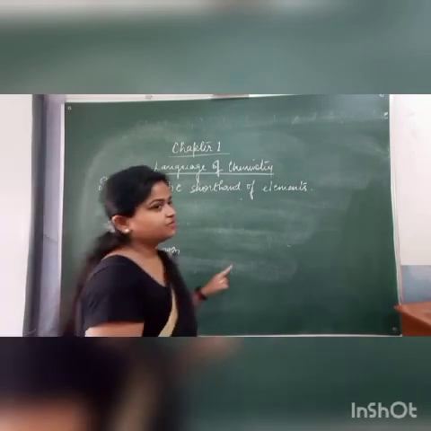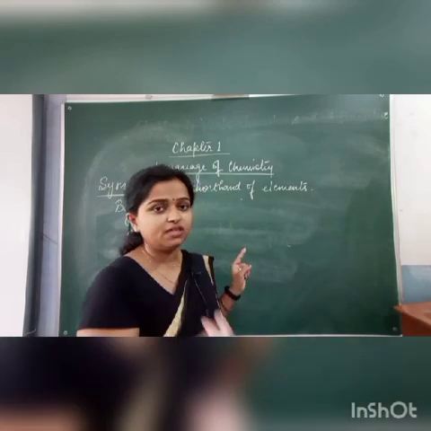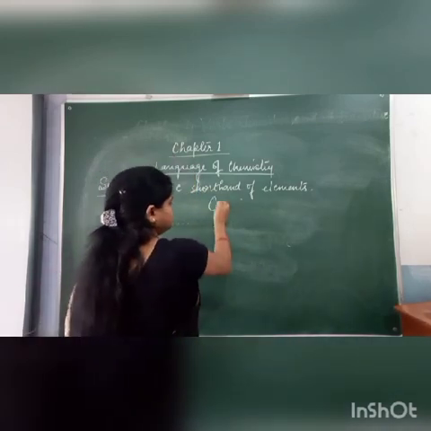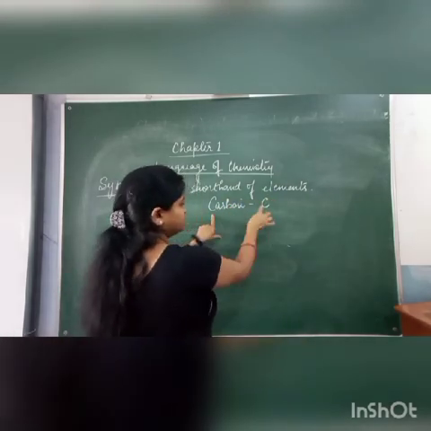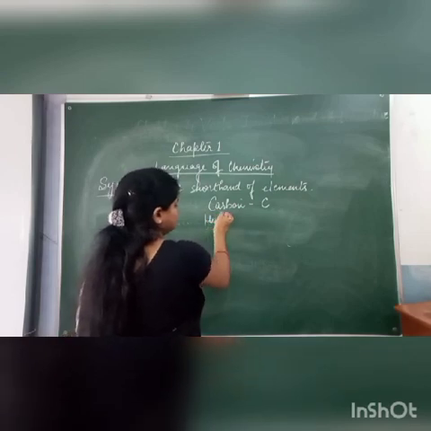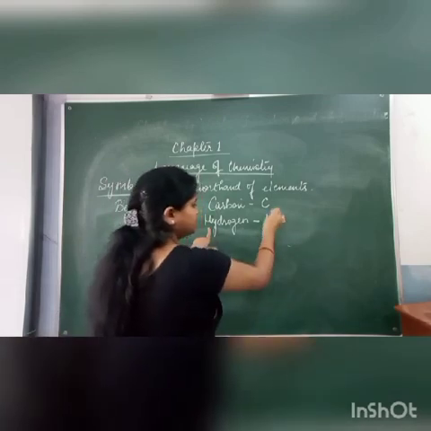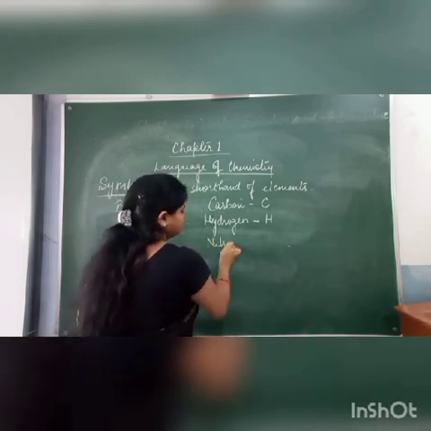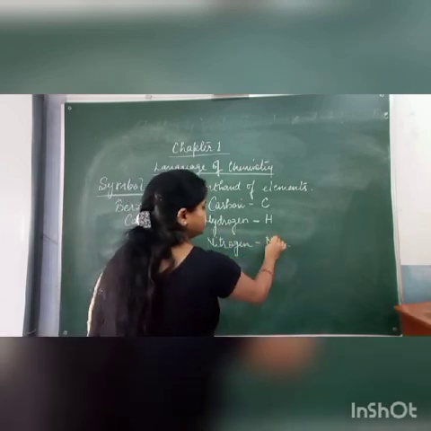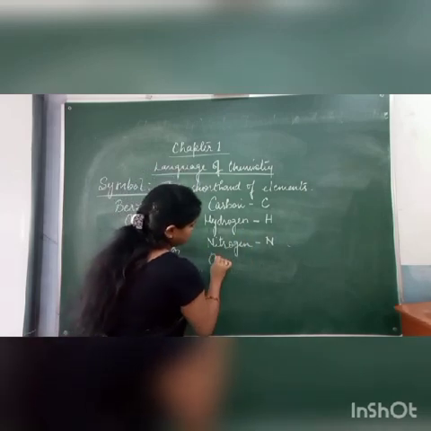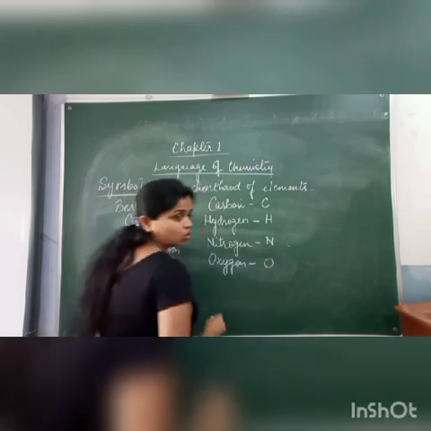He says first we will take the first letter of the element, and the first letter of the element will be the symbol of the particular element, such as carbon. First letter is C, so the symbol of carbon will be C. Hydrogen: first letter of hydrogen is H, symbol will be H. Nitrogen: first letter of nitrogen is N, symbol will be N. Then oxygen: first letter is O, symbol will be O.